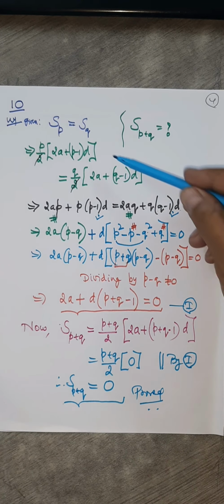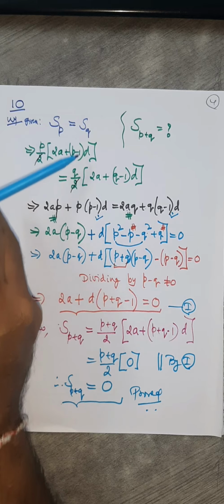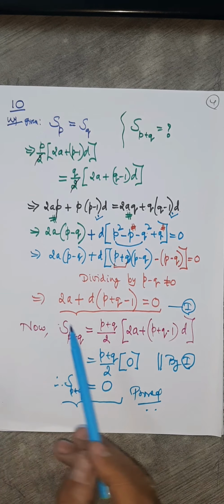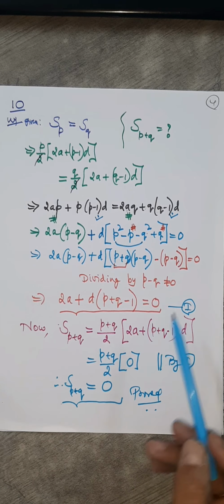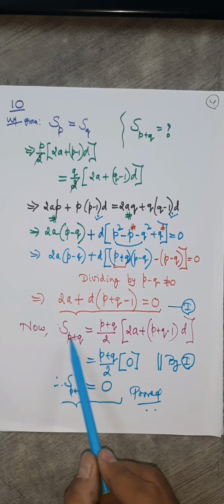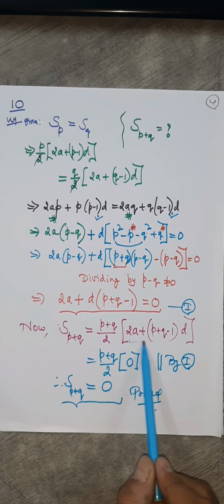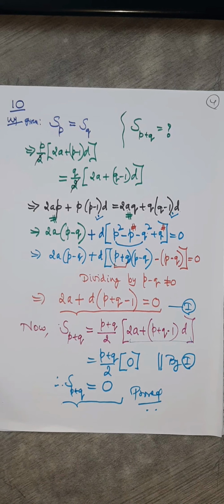Clear? We have just simplified. In every AP question, you just need to use the formula. I've used the formula for SP, SQ and I've just simplified. And this is the most simplified form. Further, you cannot simplify. Then I've started with the required thing. You're asked for this. I wrote the formula. You know that bracket is just this 0. Fine, and therefore the sum of the p plus q terms is 0 here.